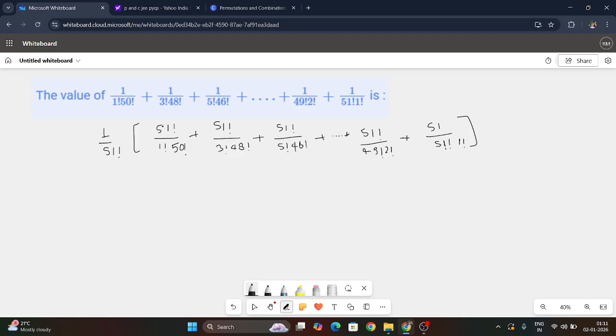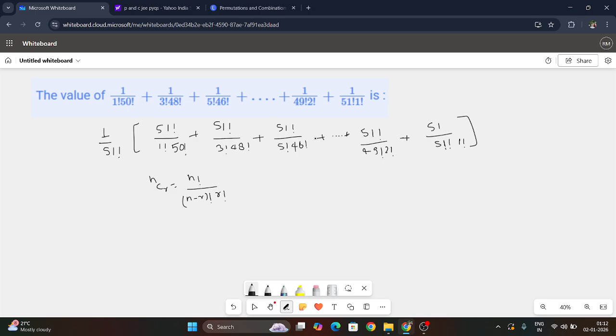Now if you observe, this is 51 factorial by 1 factorial and 50 factorial. As you know that nCr is equal to n factorial divided by (n minus r) factorial and r factorial. So consider r is equal to 1 here and n is 51, so n minus r is 50 factorial. Then n is 51, r is 3, 51 minus 3 is 48, so 48 factorial.